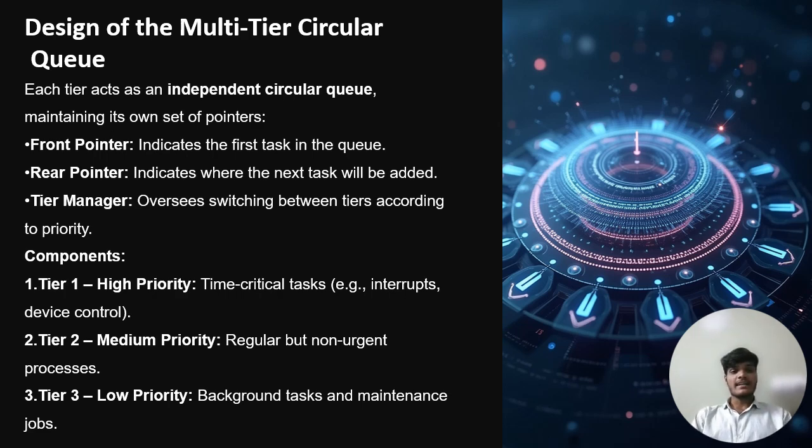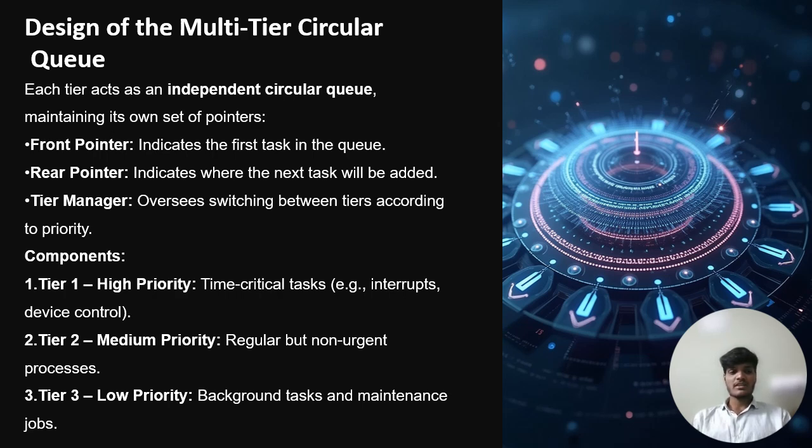Next, what is the design of the multi-tier circular queue? Each tier acts as an independent circular queue, maintaining its own set of pointers. There are many pointers and other components. First, the front pointer indicates the first task in the queue. The rear pointer indicates where the next task will be added. Next, the tier manager oversees switching between tiers according to priority.